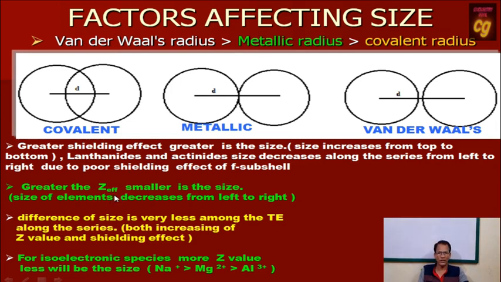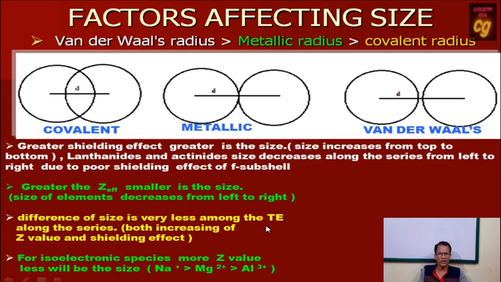Then, the greater the Z effective, the smaller the size. Already we have discussed that if Z effective is more, attraction will be more, then size will be less. That's why the size of elements decreases from left to right, due to increasing Z effective.